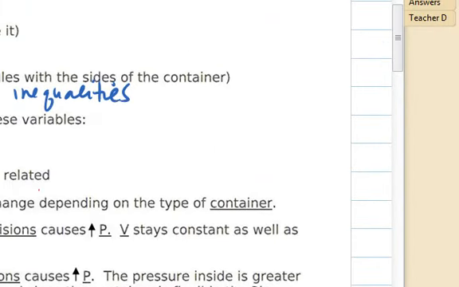So here we have temperature. It only changes if we change it, and kinetic energy and volume.